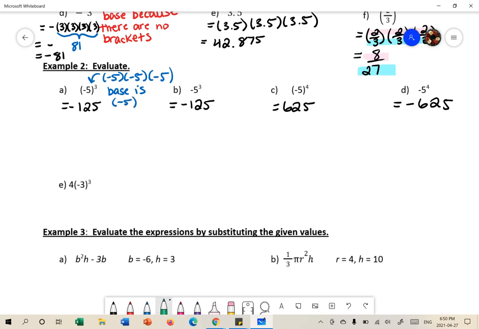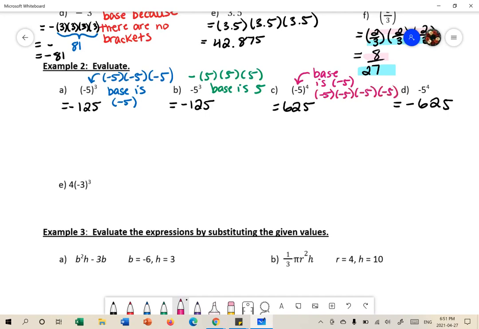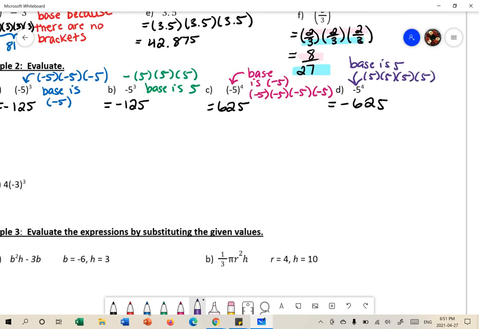In B, this is really -5 times 5 times 5. So your base is just 5. In C, the negative is included in the base. So this is -5 times -5 times -5 times -5. And in D, the negative is not included in the base. And this is 5 times 5 times 5 times 5 with a negative in front of it.